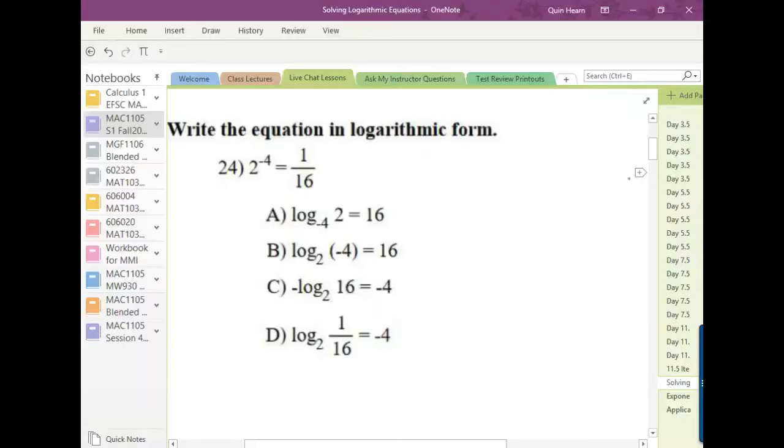And that is, if we have the exponential expression 2 to the negative fourth equals 1/16, which logarithmic form would that correspond to? So the way that I always approach this problem is I remember that, for example, if we had the expression log base b of n equals m, then we read this aloud by saying log base b of n equals m, and I know that logs are always looking for the missing exponent.